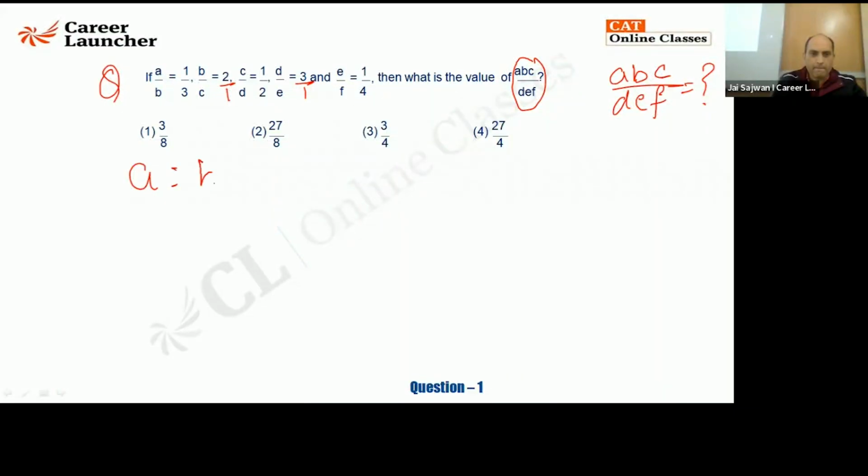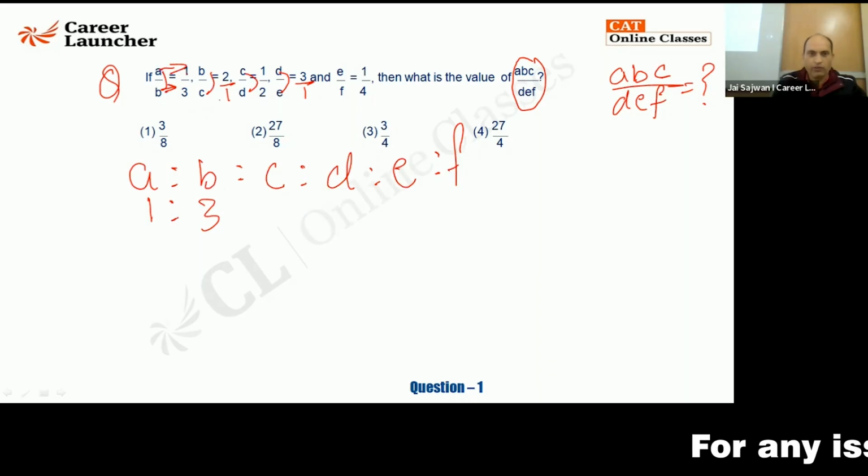You've got A, B, C, D, E, and F. These are the names I read from here: A, B, B, C, C, D, D, E, F. A is to B is 1:3. No, Sumit, A is to B is 1:3. You can see if A is 1, B would be 3. I believe all of you agree.